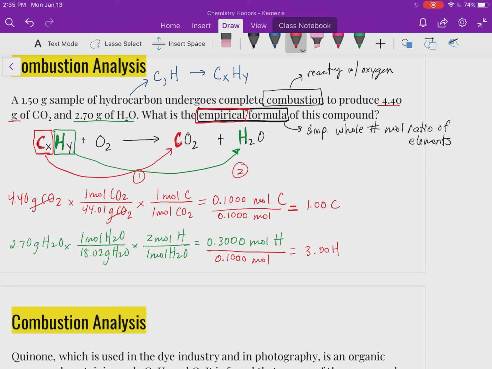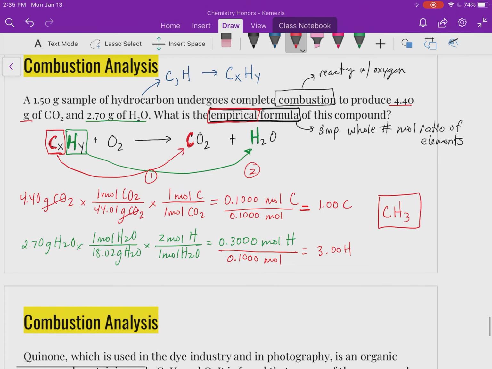So I have nothing else to do here. It's when we do this part and we don't get whole numbers that we have to start doing other things. But since we're just looking for the empirical formula, the simplest whole number ratio, we get CH3. Now, a question I could also ask you is, is this also the molecular formula? And you should be able to tell me no, because this isn't an HONC 1234 approved formula, right?